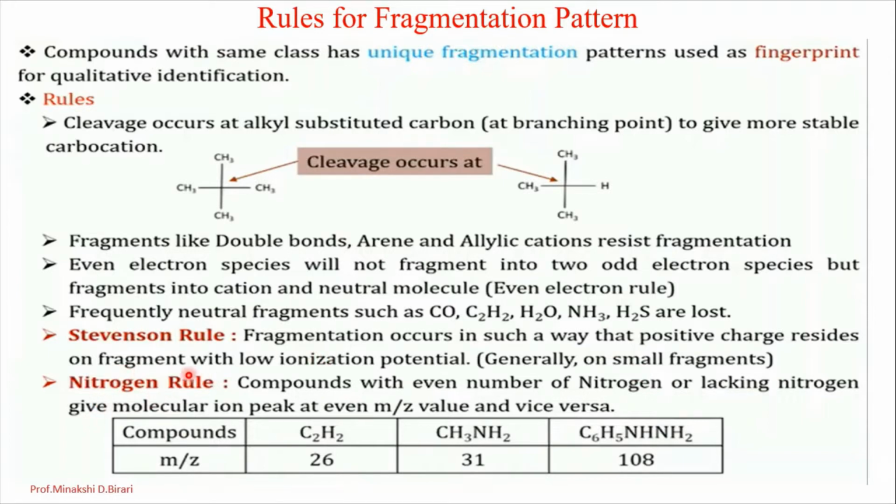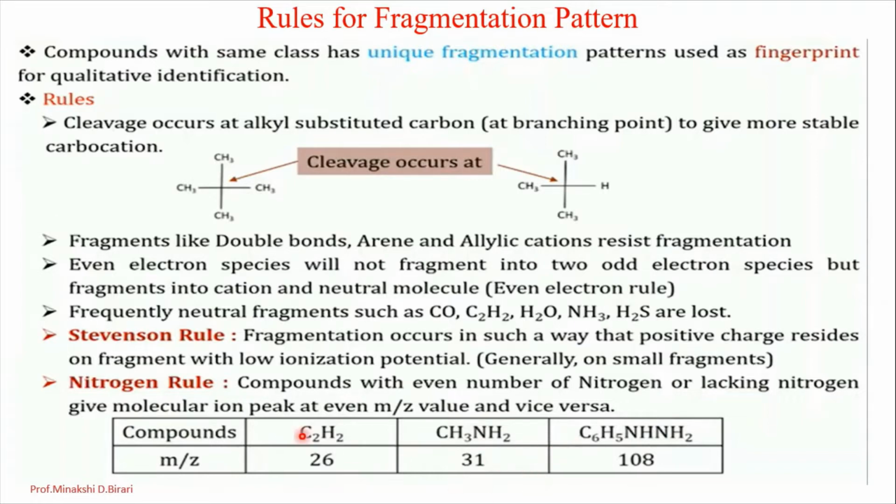Next important rule, that is the nitrogen rule. According to this, compounds with an even number of nitrogens or lacking nitrogen give a molecular ion peak at an even mass to charge value and vice versa. That means a compound with an odd number of nitrogens gives a molecular ion peak at an odd mass to charge value, and a compound with an even number of nitrogens or lacking nitrogen gives a molecular ion peak at an even mass to charge value.